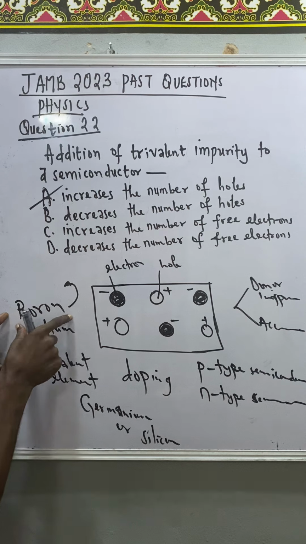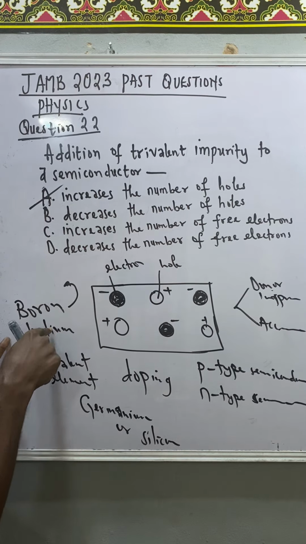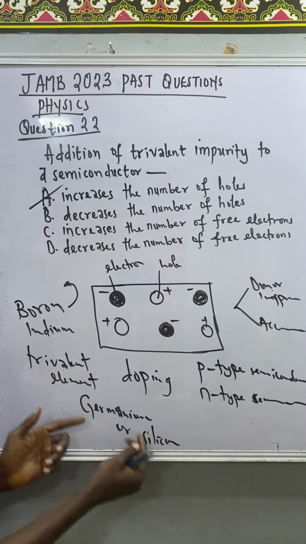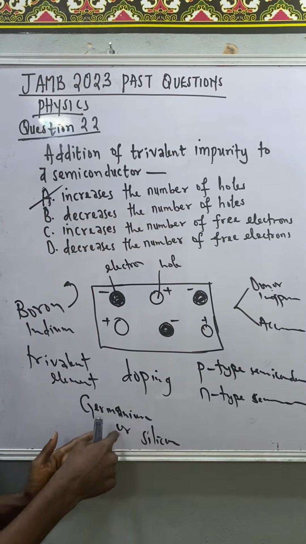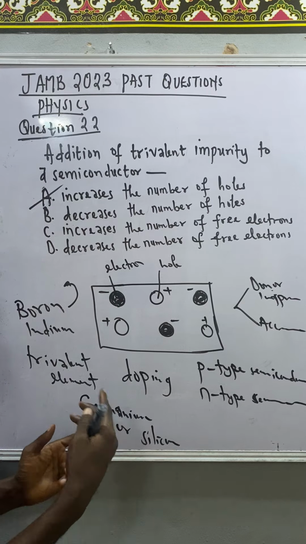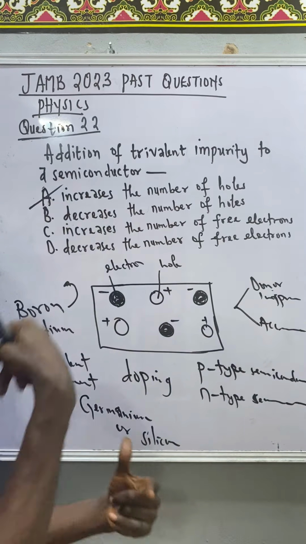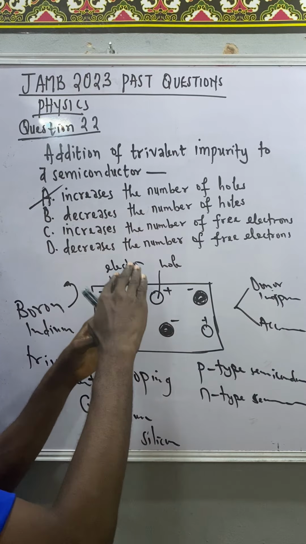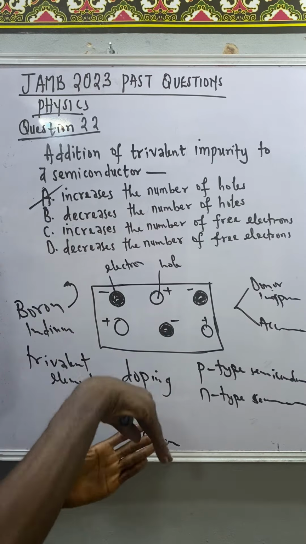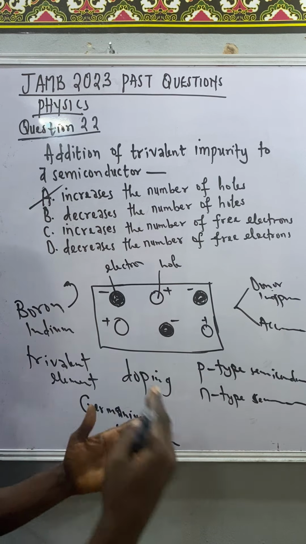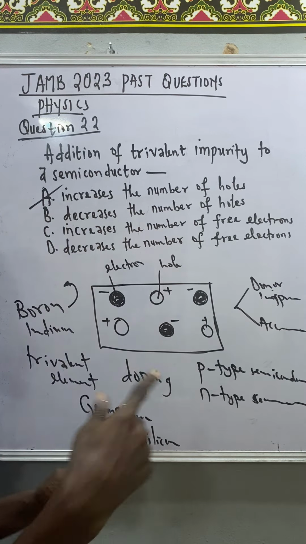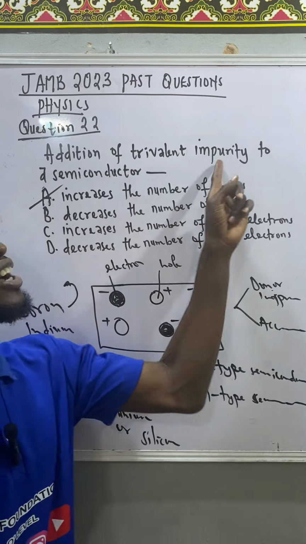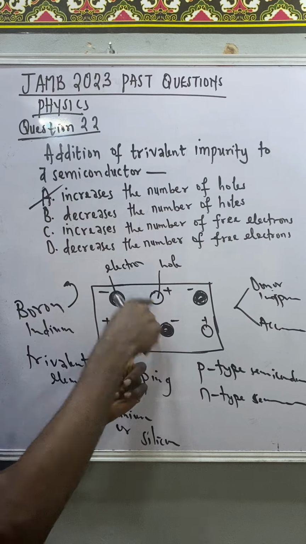Now, this one, boron, it has 3 electrons in its outermost shell. It is an acceptor. It will accept electron from the pure semiconductor. So that means the pure semiconductor is losing electron. As it is losing electron, that means we will have more holes than the electrons. So that means it will increase the number of holes. So doping a semiconductor with trivalent impurity will increase the number of holes.